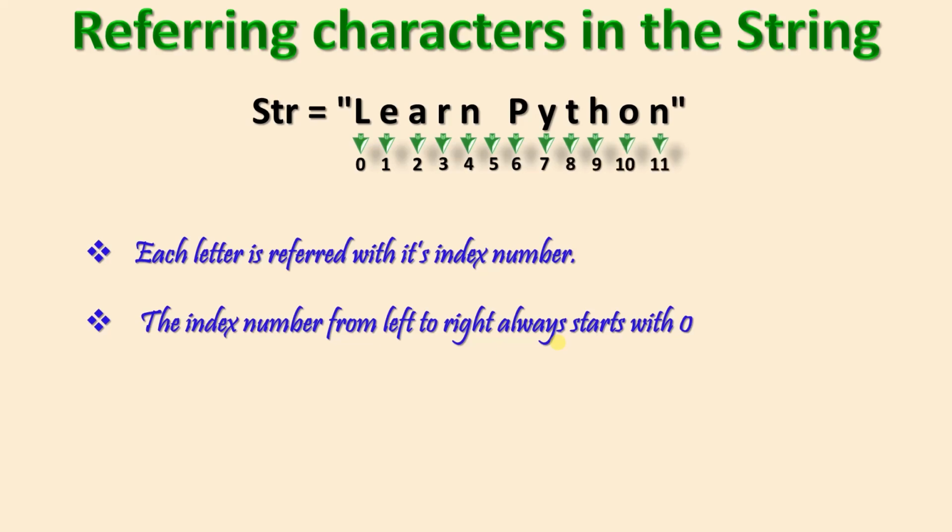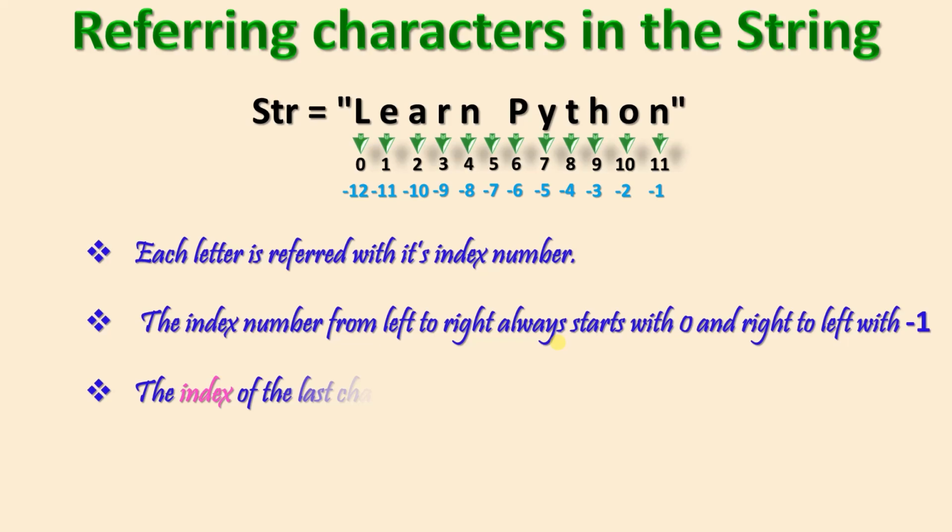In Python, even the string in reverse has index numbers. So when it is from right to left, it always starts with -1. Here in the example, n will have -1 as the index number, then O as -2, and so on. So at last, -12 will be the first index number for the example given.